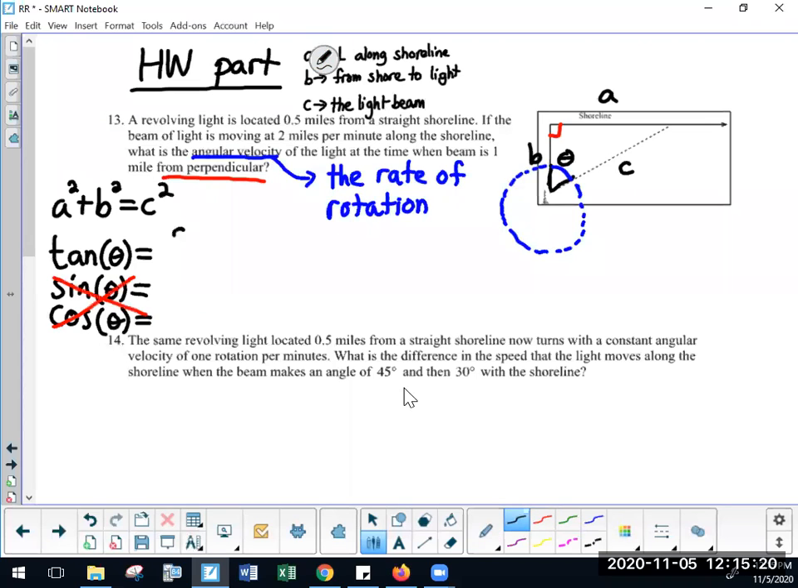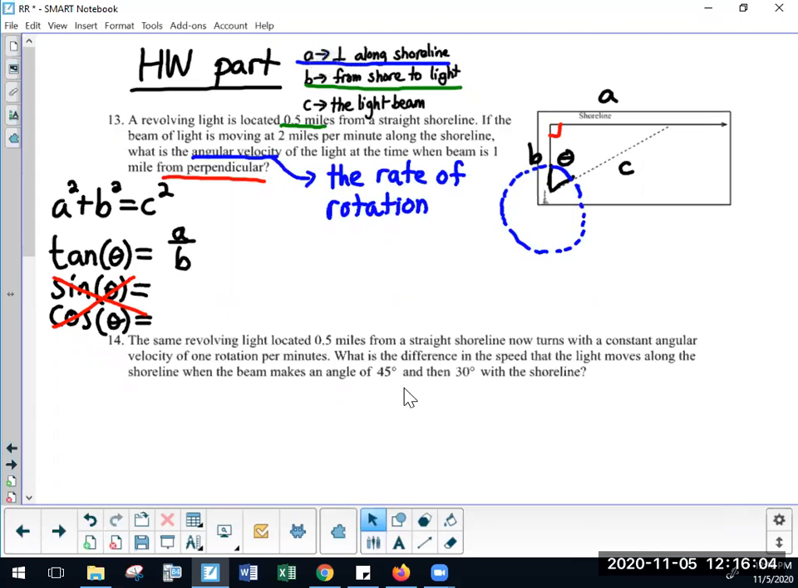So tangent is going to be a divided by b. And if you're curious about why I chose tangent, that's because the light is a half mile from the straight shoreline, and the beam of light is moving 2 miles per hour along the shoreline. And the beam is 1 mile from perpendicular. I have a value for B. And I have a value for A.